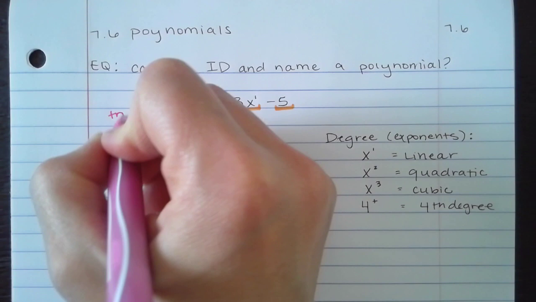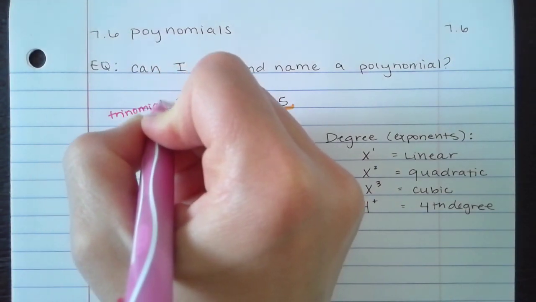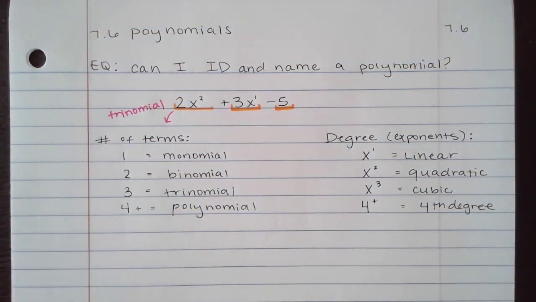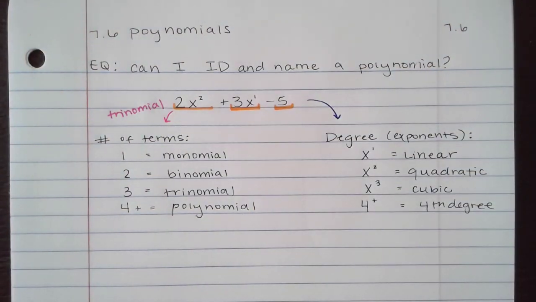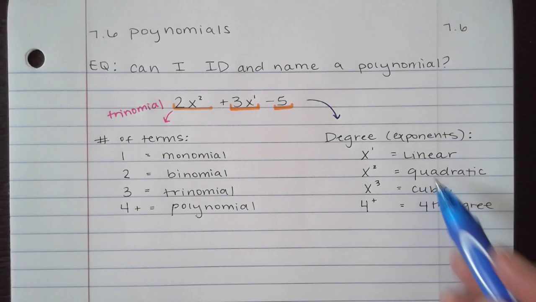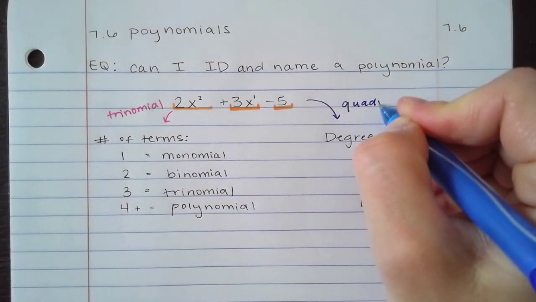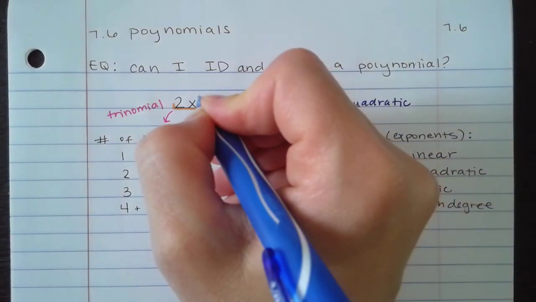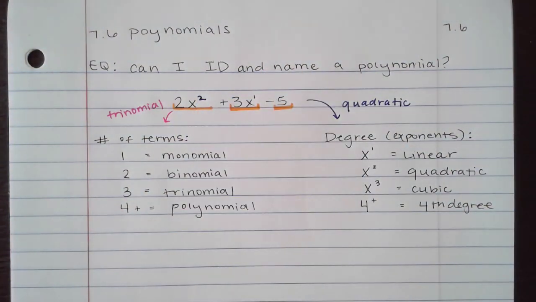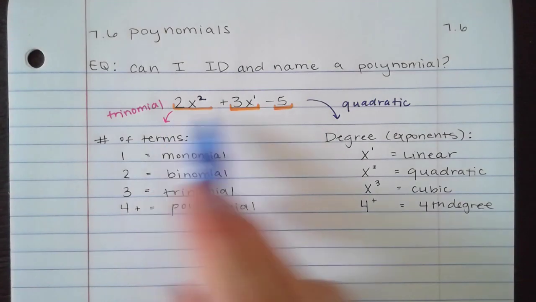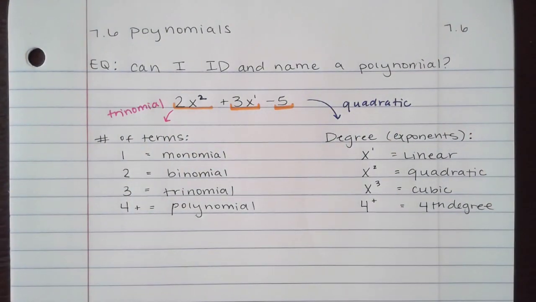trinomial because there's 3 terms. And let's look over here. What's the biggest exponent? There is a linear exponent, but you always go with the biggest one. So in this case, it's quadratic because you use the biggest exponent. So in that case, it's a quadratic. So when I say name this, you would call this a quadratic trinomial.